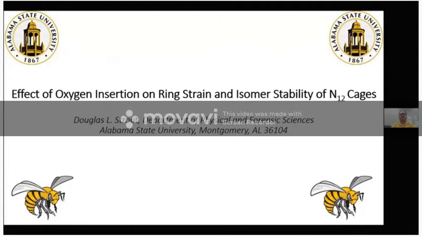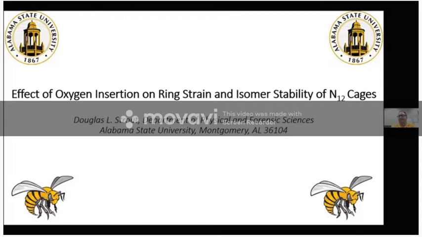Okay. Well, our last speaker of this session is Professor Douglas Strout from Alabama State University. Topic is on the screen: effective oxygen insertion on the ring strain and isomer stability of N12 cages. Floor is yours. All right, great. Thank you. I get to pitch the ninth inning here. I get to close the whole deal out.